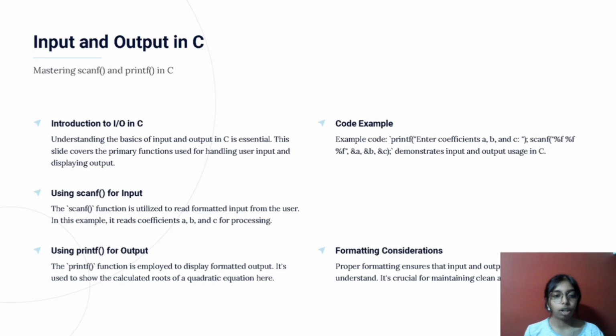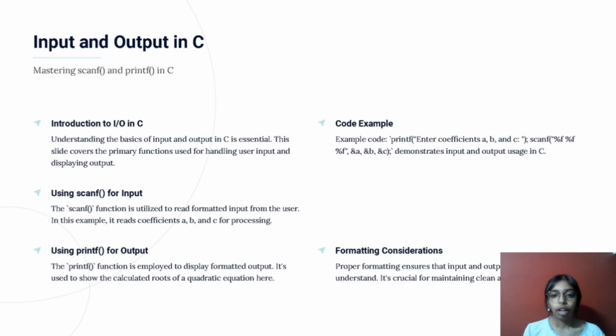Using scanf for input. The scanf function is utilized to read formatted input from the user. In this example, it reads coefficients a, b, and c for processing. Using printf for output. The printf function is employed to display formatted output. It's used to show the calculated roots of a quadratic equation here.